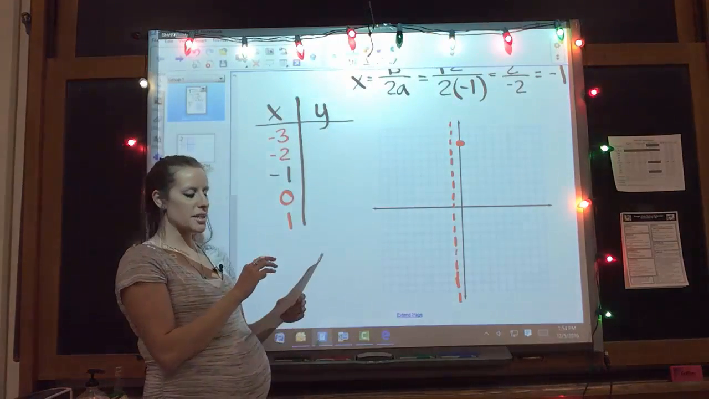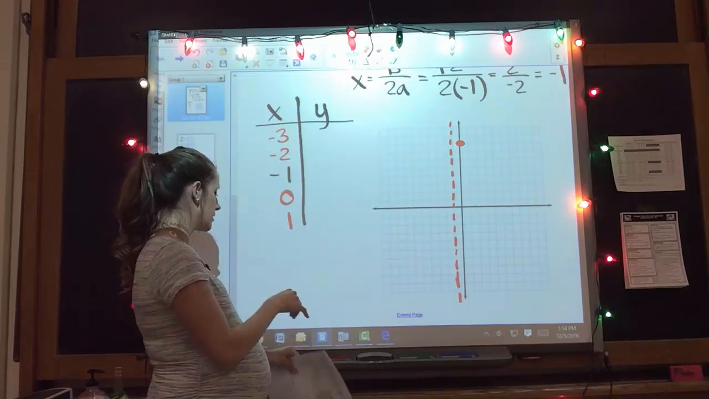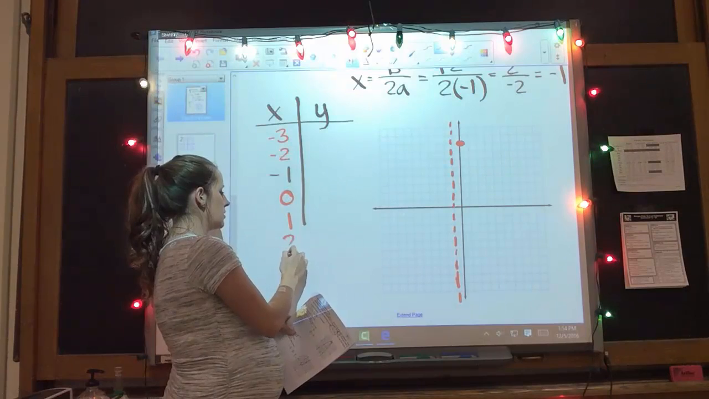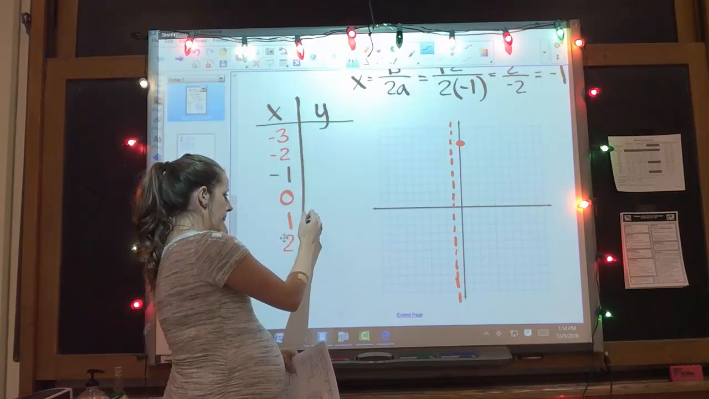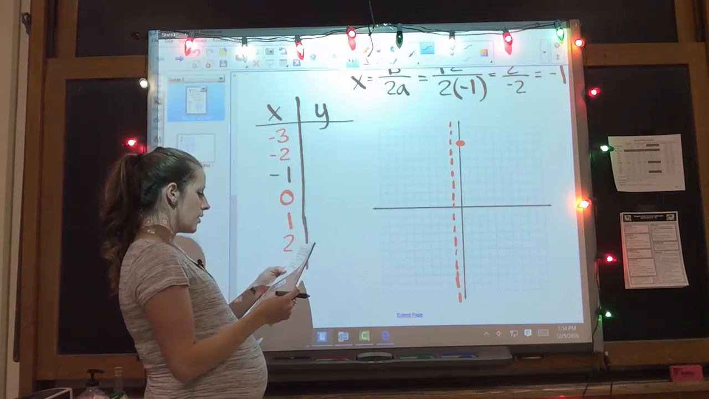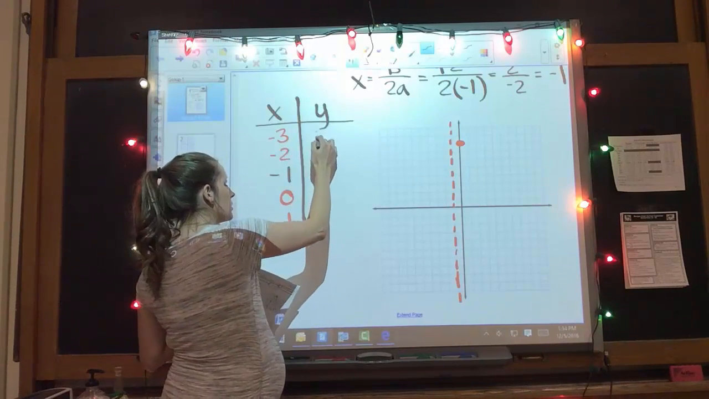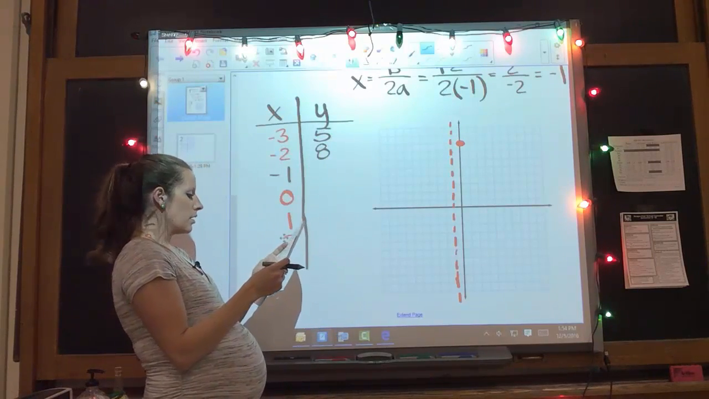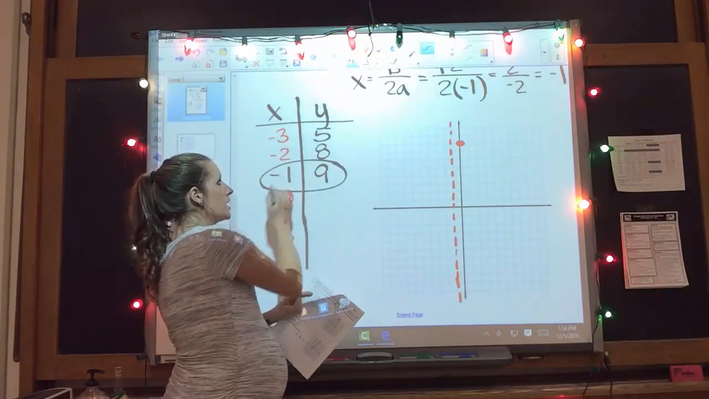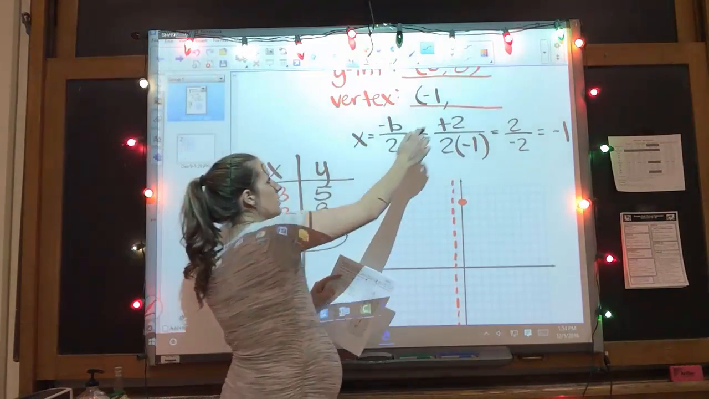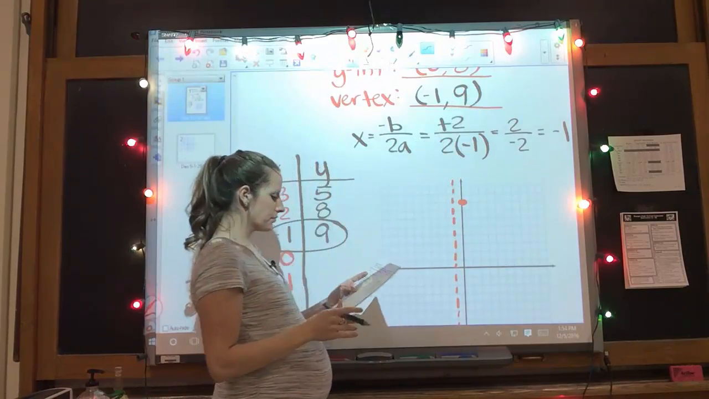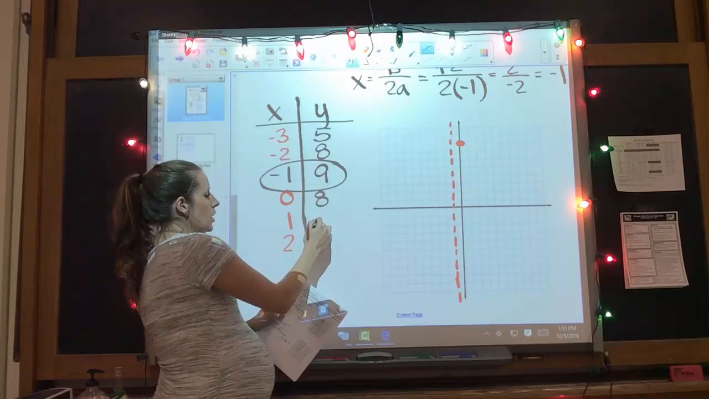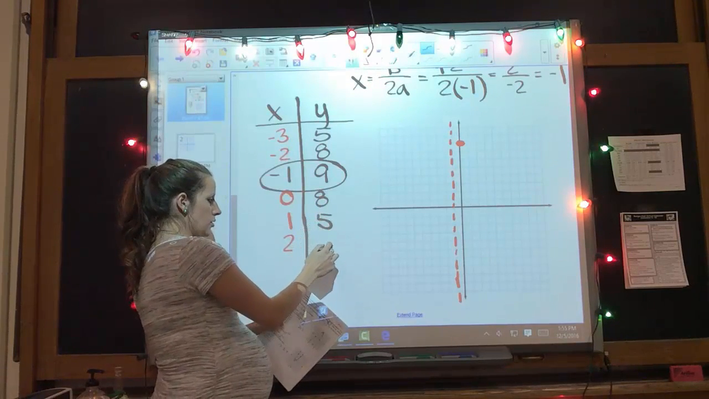And I just noticed your table has like 6 spots, so just have your vertex somewhere in the middle. I think I went to positive 2 on my table. Okay, so negative 3, 5. Negative 2, 8 was one of the points. Negative 1, 9, which is my vertex, so I can go ahead and fill that in. Negative 1, 9. 0, 8. 1, 5. And 2, 0.